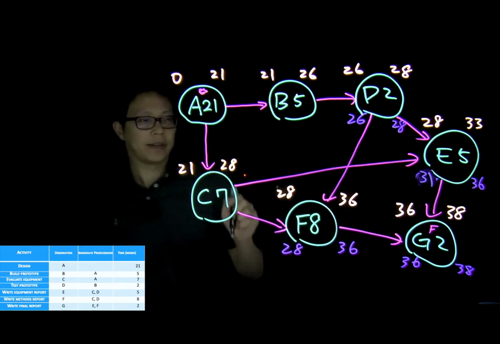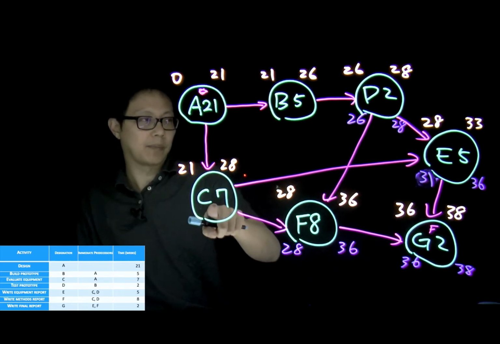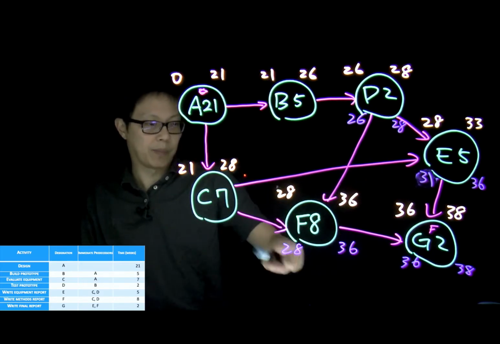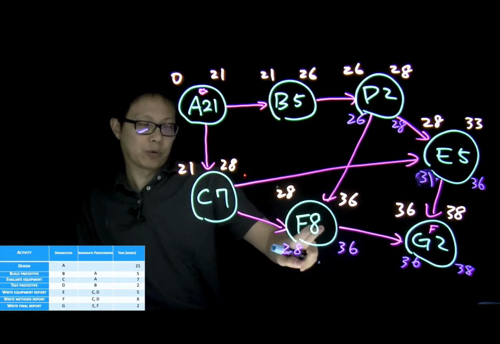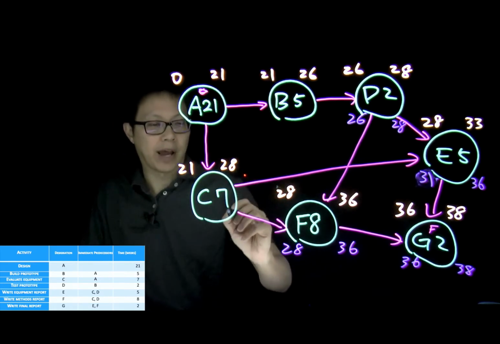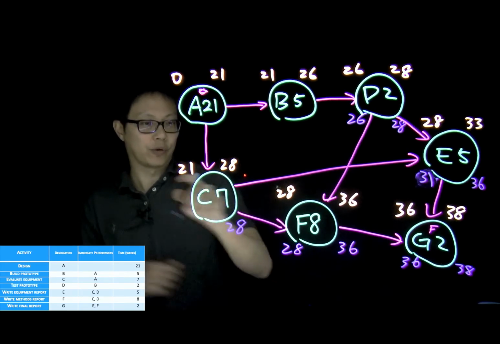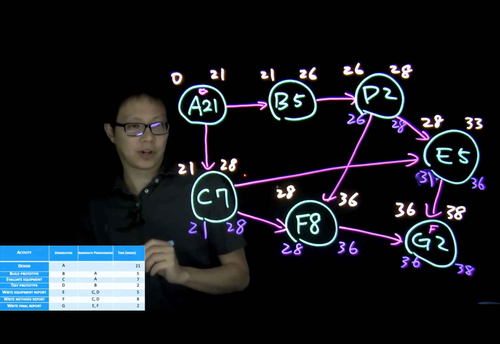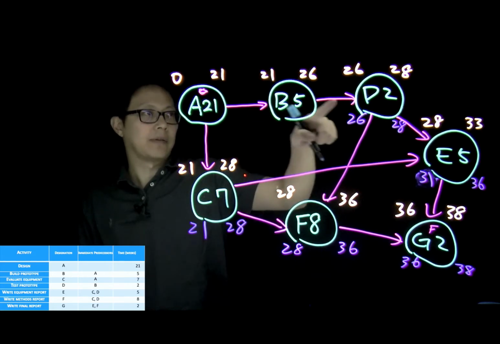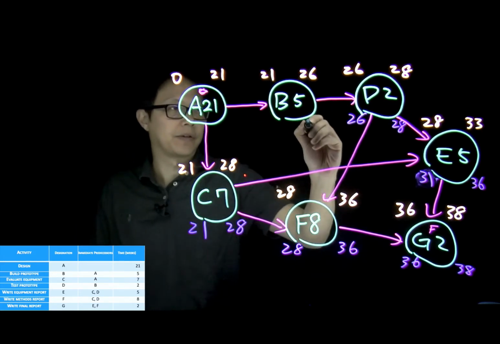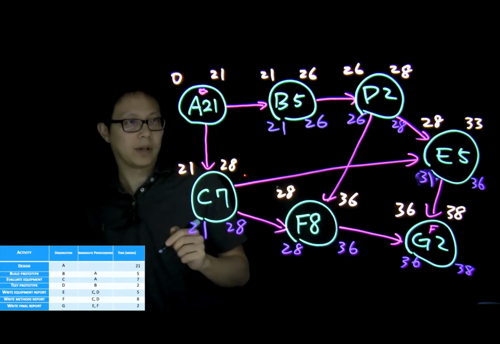All right? Now, let's check C again. C needs to be done before time 31 and before time 28. If we wait until time 31, we will not be able to start F at time 28. So actually, we need to make sure C can be done by time 28. Duration is 7, which means the start time will be 21. B needs to end before we start to work on D, so that will be 26. Duration will be 5. The early start time will be 21.